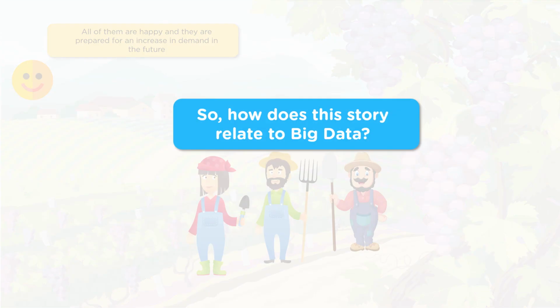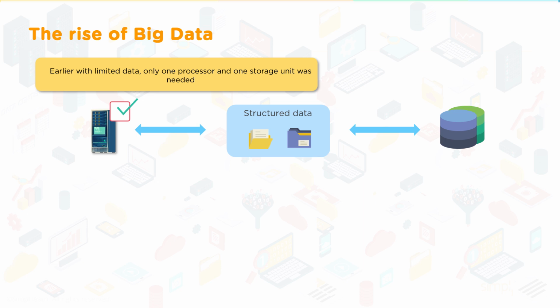So how does this story relate to big data? And I hinted at that a little bit. Earlier, with limited data, only one processor and one storage unit was needed. I remember back in the 90s, they would just upgrade the computer. Instead of having a small computer, you would then spend money on a huge mainframe with all the flashing lights on it. Then the Cray computers were really massive. Nowadays, a lot of the computers that sit on our desktop are as powerful as the mainframes they had back then. So it's pretty amazing how time has changed.